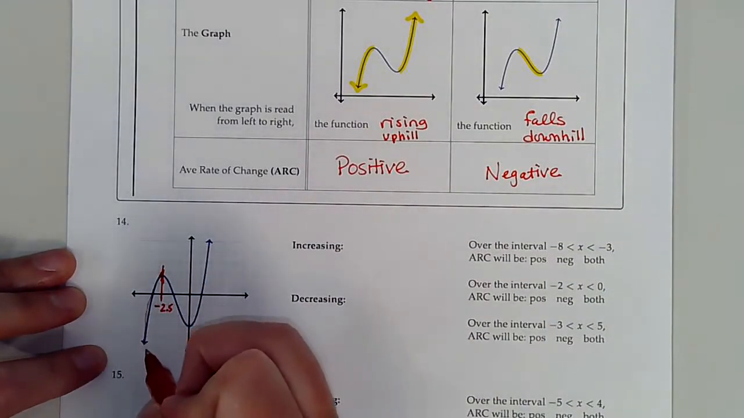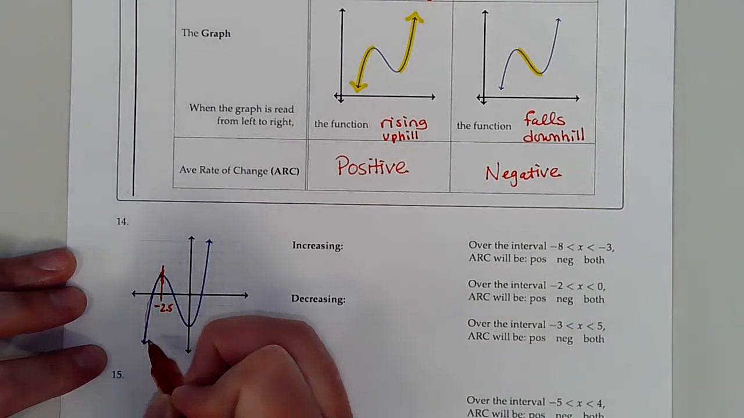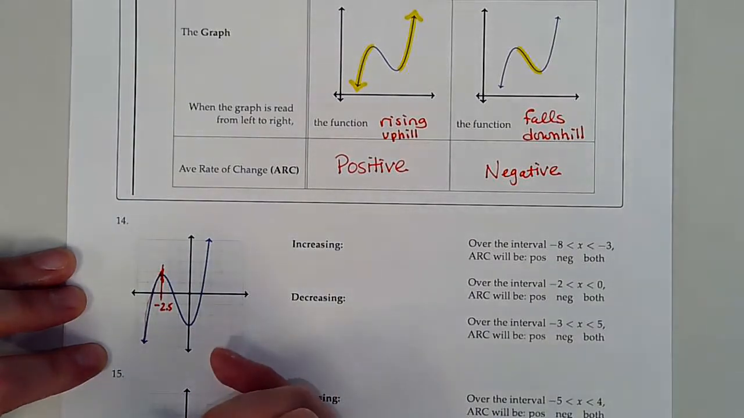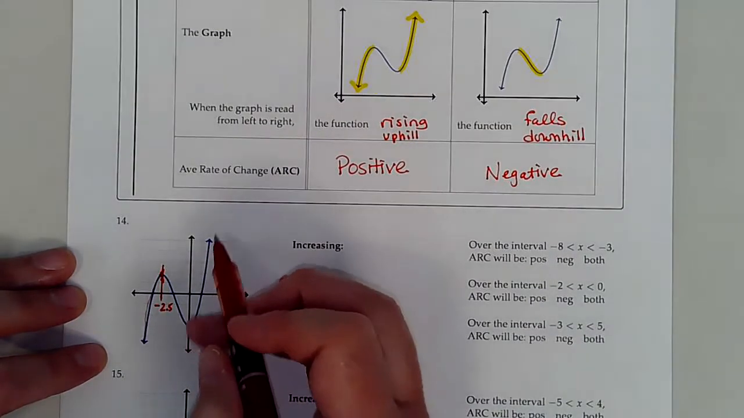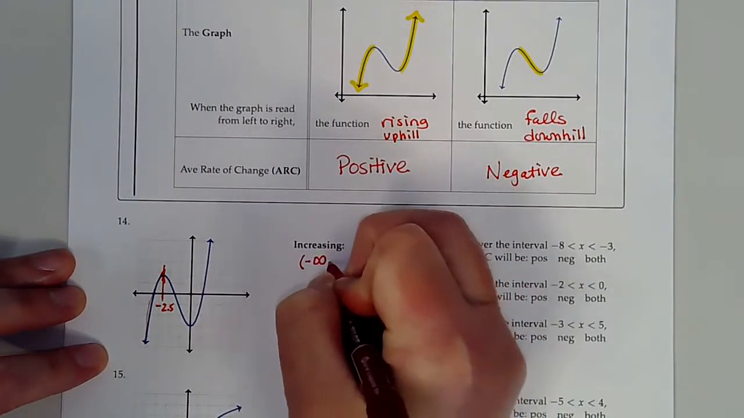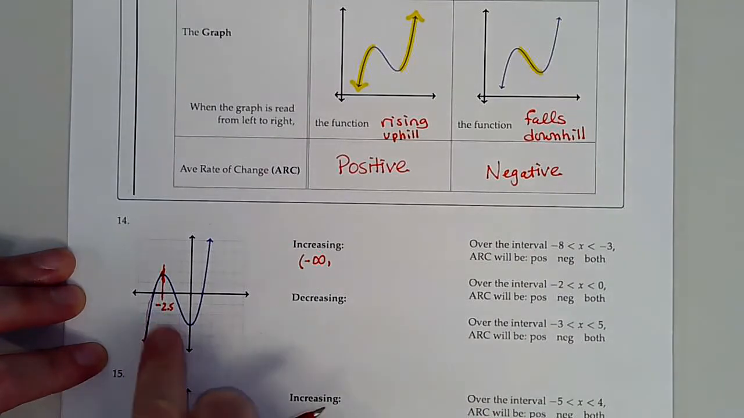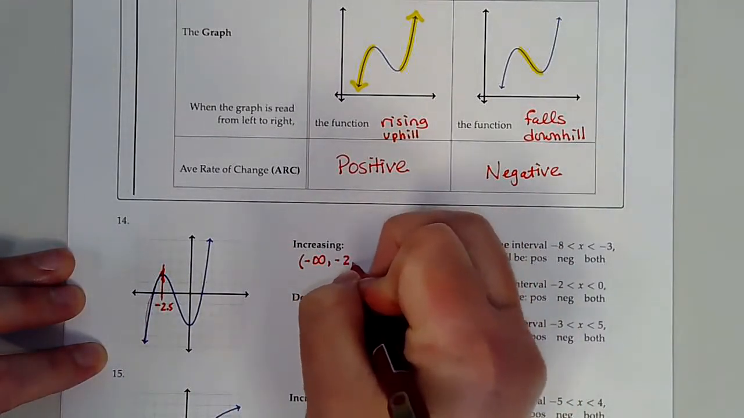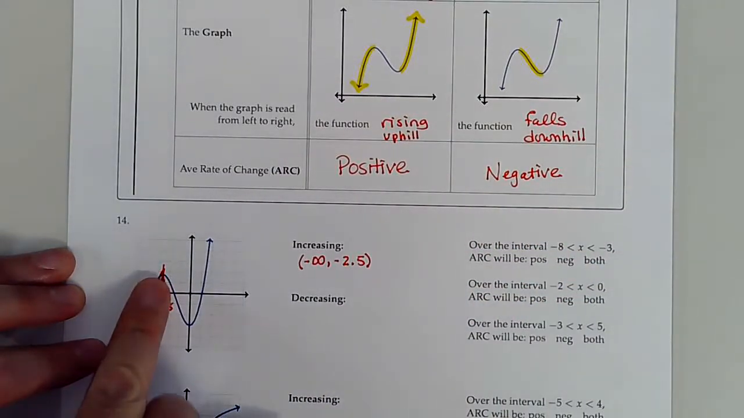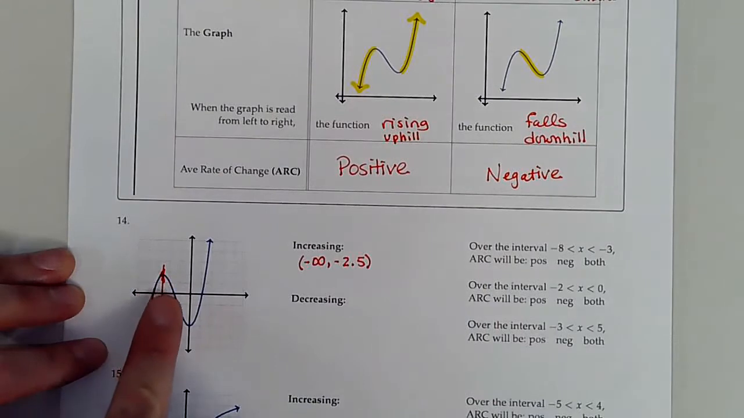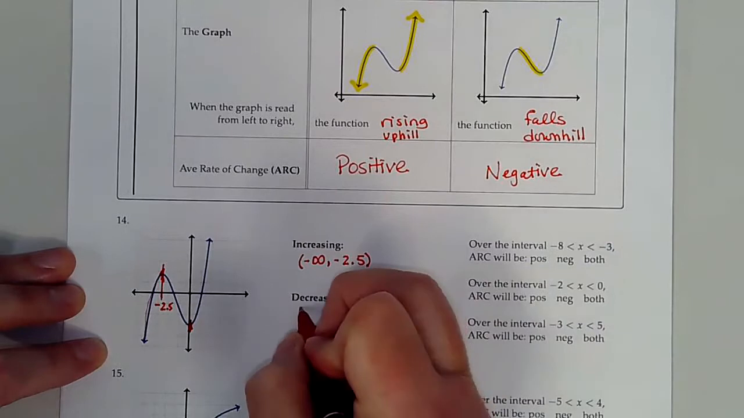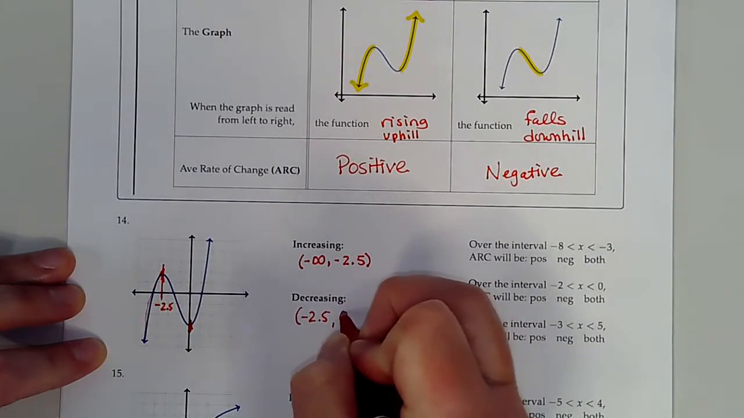With this arrow here, remember in the previous picture we had a dot, so there was a finite point that it stopped at. If there's an arrow, it actually means it's going to negative infinity. And here it looks like it's going to positive infinity. So I would say it's increasing from negative infinity to negative 2.5. Then from negative 2.5, if I keep reading from left to right, it starts going downhill until right about here. So I'd say it was decreasing from negative 2.5 to 0.